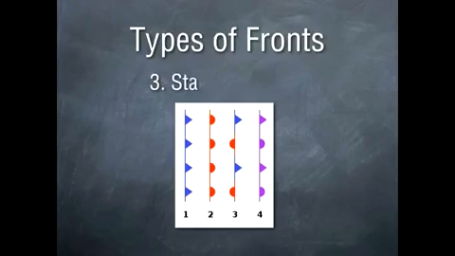The third one is a stationary front. A stationary front occurs when neither air mass is replacing the other. So, in other words, the front is stationary. It's not moving. Lastly, number four is an occluded front.